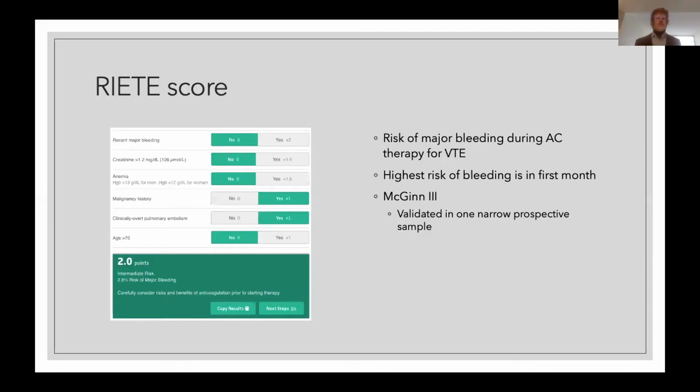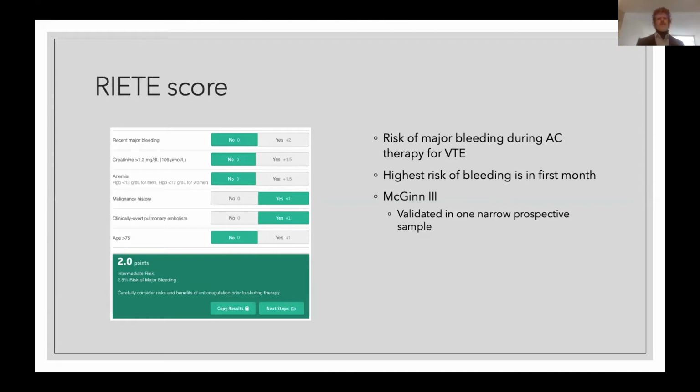And there have only really been two studies that have looked specifically in cancer patients. This is the Wright score. It's a McGinn level 3 clinical prediction rule, so it means it's been validated in one narrow prospective sample and it's not ready for prime time. But I think it's important to highlight the things that are included in that score, which are probably in the back of your mind when you're generating a bleeding risk assessment based on your gestalt, right? Do they have bad kidneys? Are they elderly? Have they had recent major bleeding, etc.?